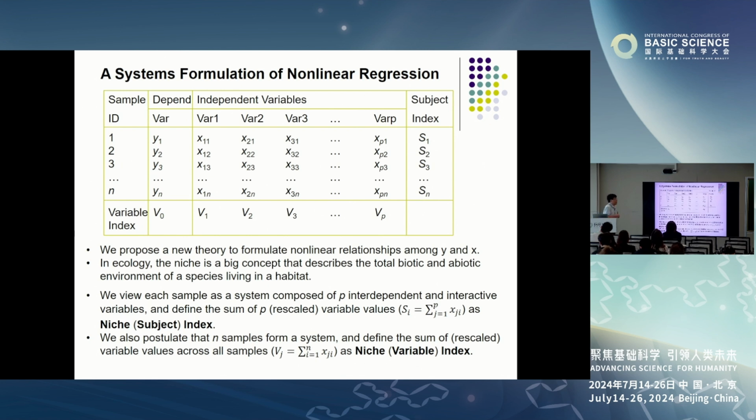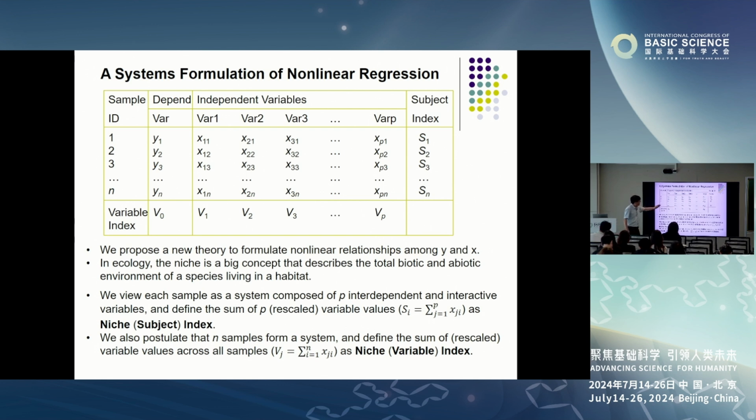So we propose a different way to handle this problem, which is a system approach. We view each sample as a system composed of y and a number of independent variables. So we have n samples, that is n systems. To describe the overall behavior of the system, we take the summation of the values of all the x, so we have x1, x2, up to xn.